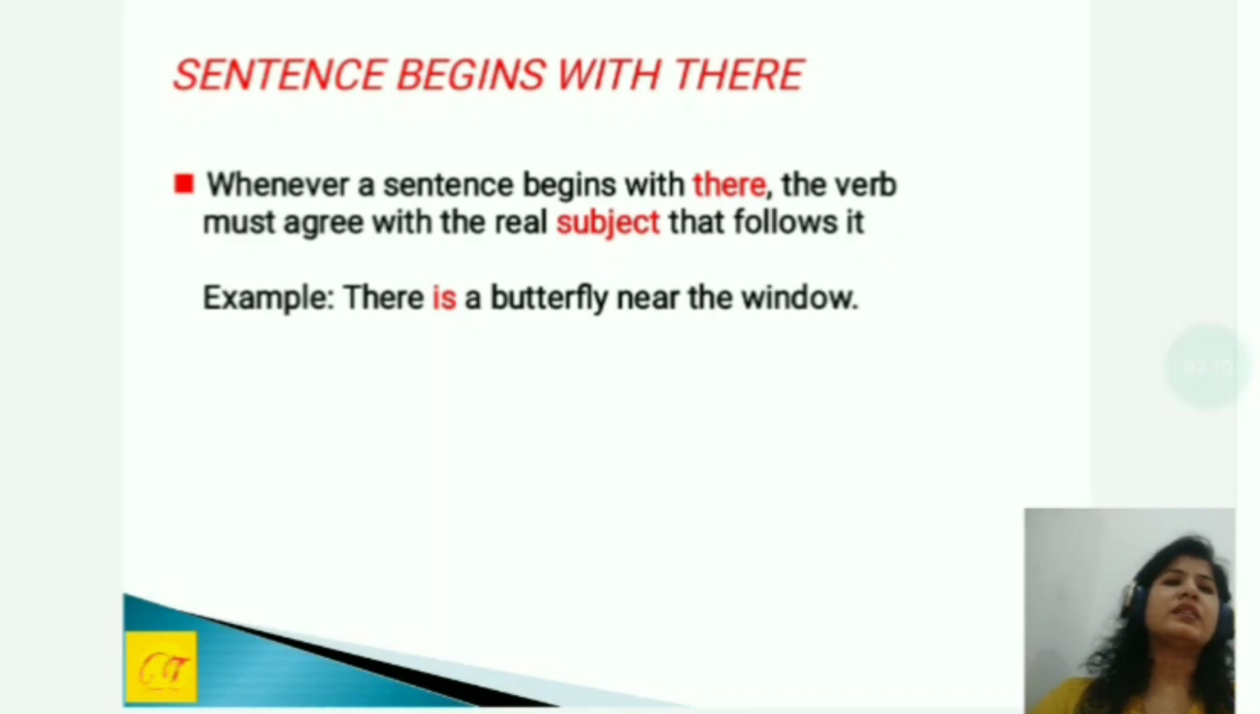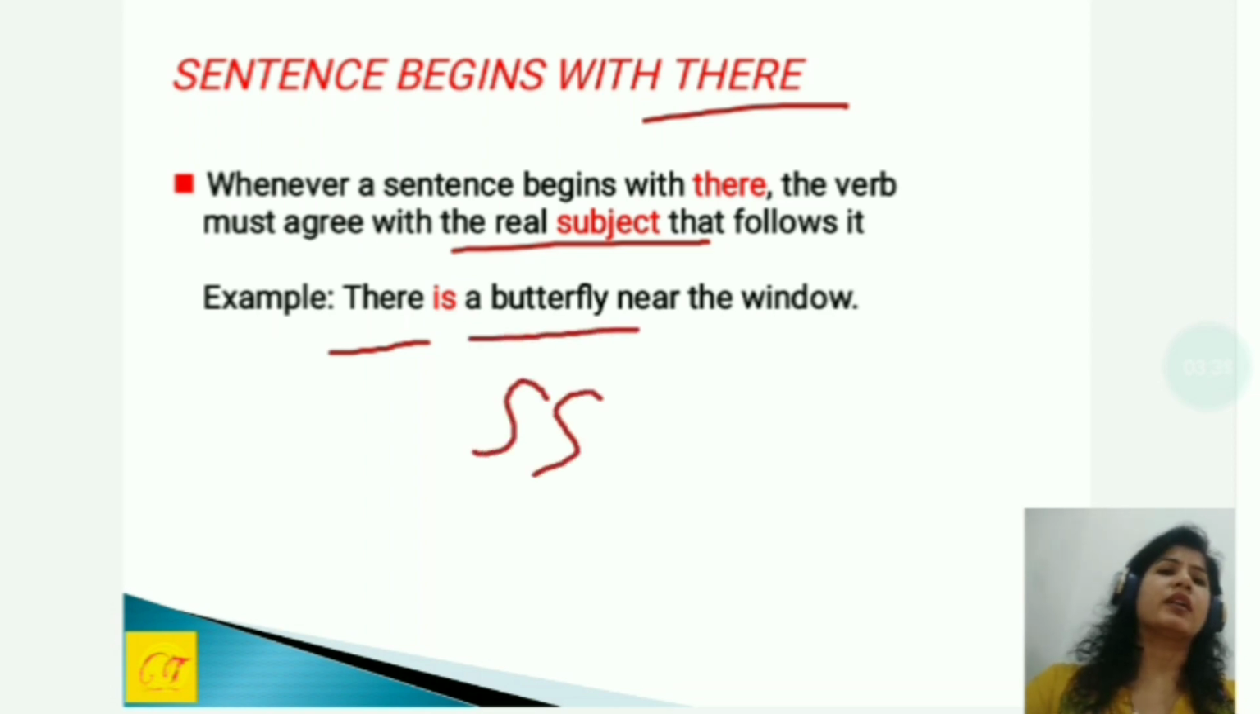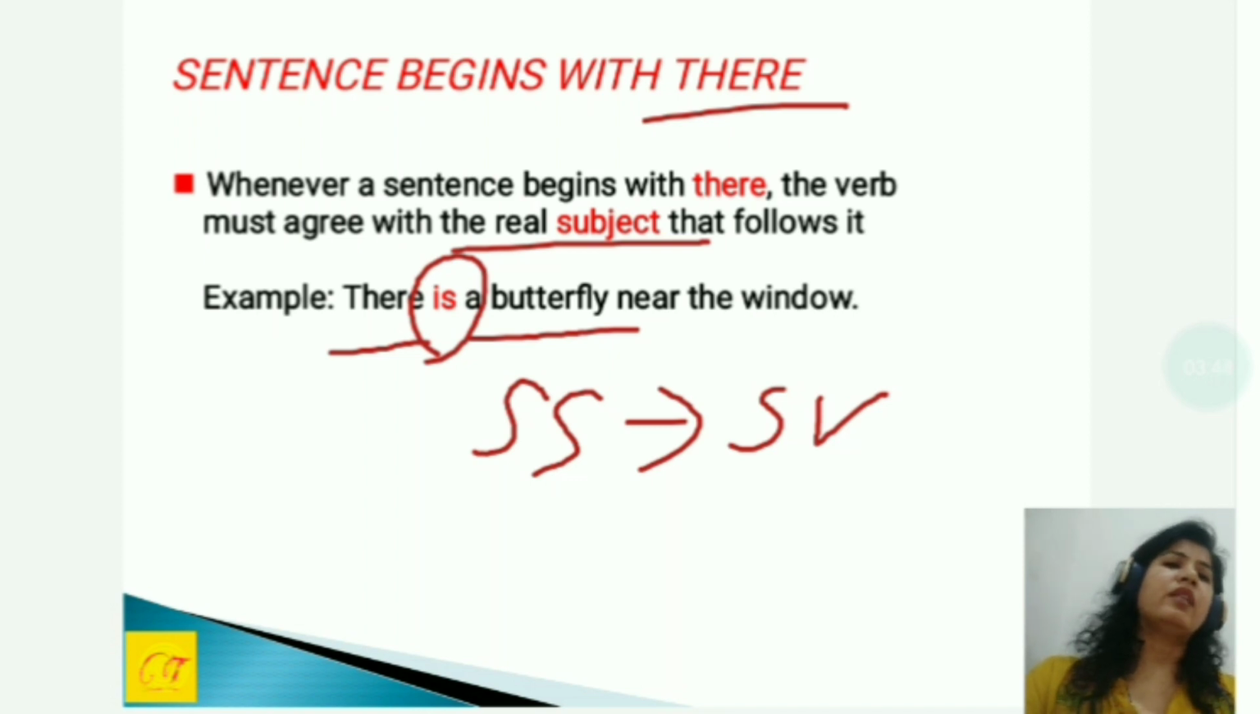The next rule is when a sentence begins with there. We need to check the real subject. If the sentence is beginning with there, the verb will follow the real subject. Here there is written in the beginning, but the real subject is a butterfly. That means it's a singular subject, and we would use the singular verb is. There is a butterfly. If there were butterflies, then we would use a plural verb. There are butterflies near the window. But it's singular, so we are using a singular verb. Right?